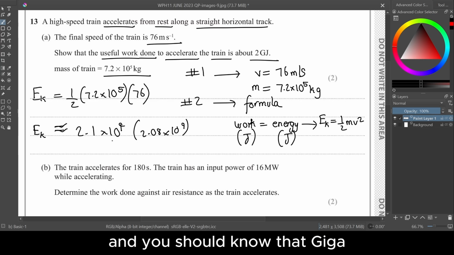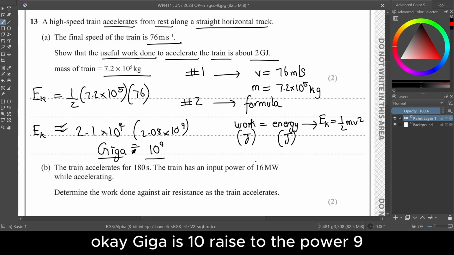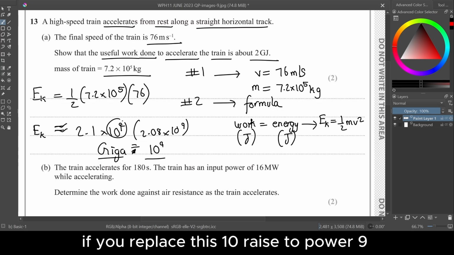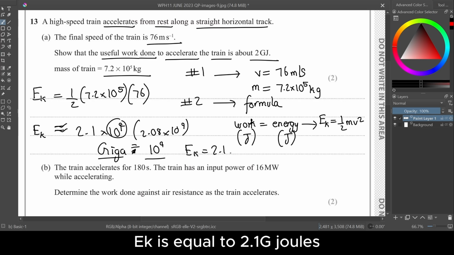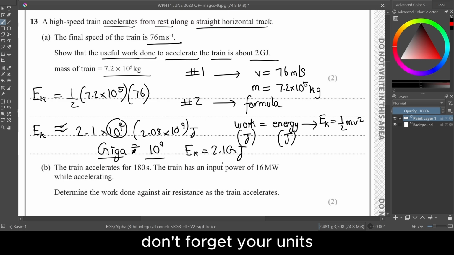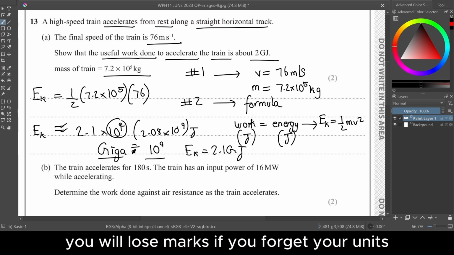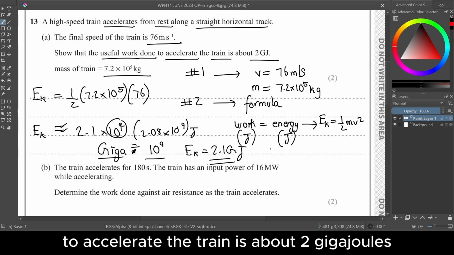And you should know that giga is basically 10 raised to power 9. Okay, giga is 10 raised to power 9. So if you replace this 10 raised to power 9 with the letter G, it will be something like Ek is equals to 2.1 G joules. Make sure to write your units as well. Don't forget your units. You will lose marks if you forget your units. So I have hence proved that the useful work done to accelerate the train is about 2 gigajoules.